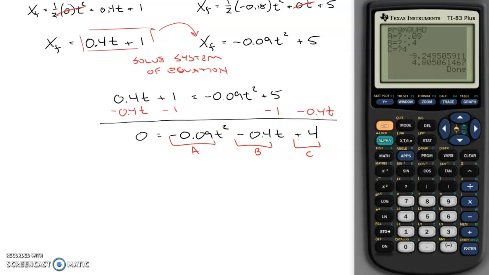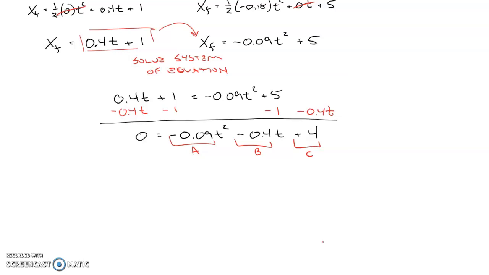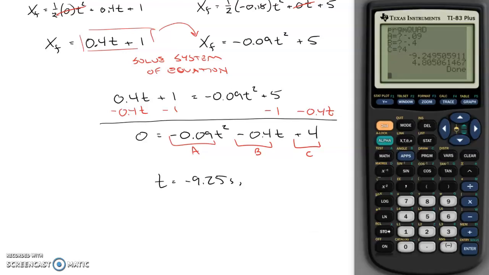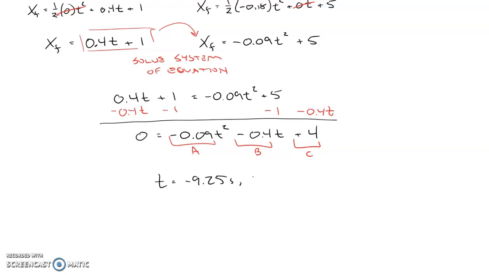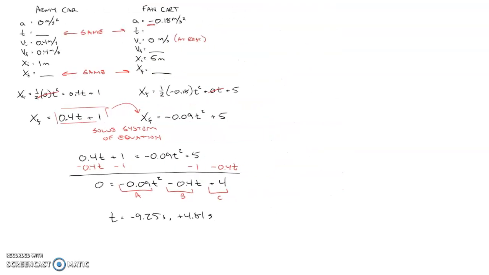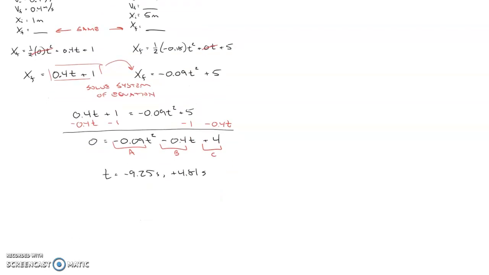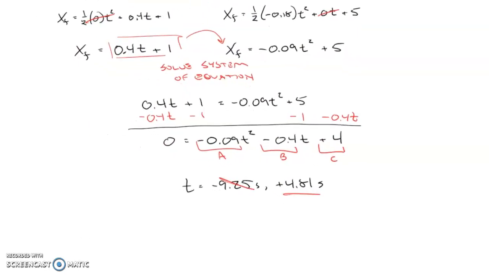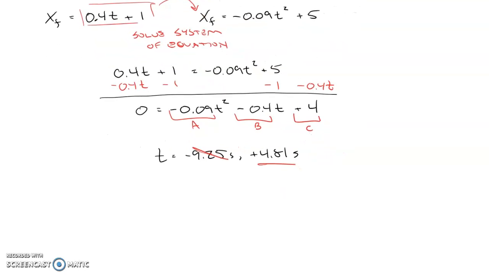And I get two time values: t = -9.25 seconds, and positive 4.81 seconds. Now, in the real world, we don't really have negative time. That would be the time that occurred before the race ever started. So I can throw away this time. That becomes the time of the impact.